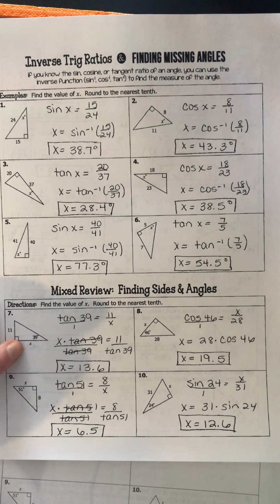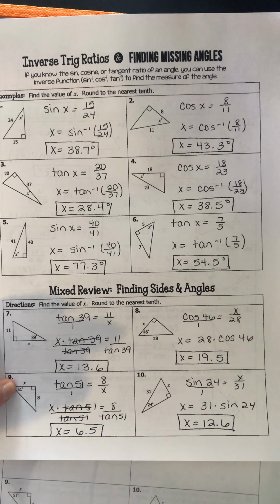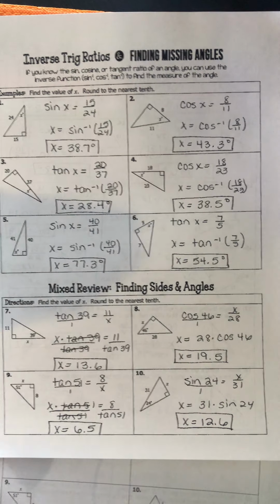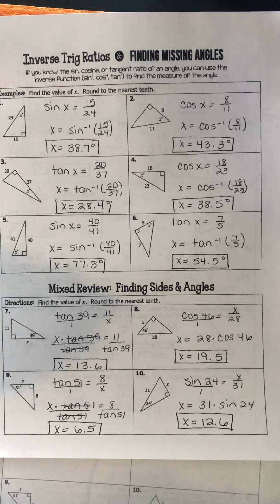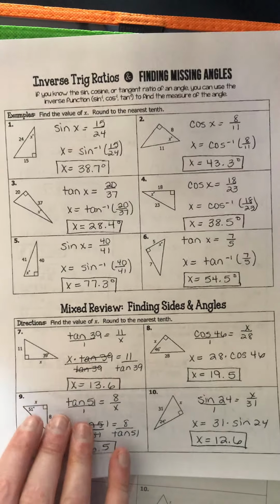If I look quickly, 7, it's on the outside, I'm finding a side. 8, finding a side. 9, they gave me the angle, I see X is on the outside. So actually the first 4 were just finding sides. It was more review on finding missing sides. And then if I could find the other page, watch, it's the back page.